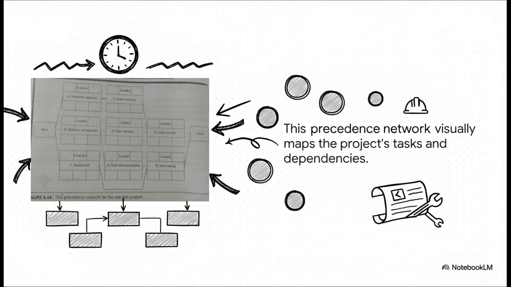Now, a table like that is useful for sure, but a diagram makes the flow of the project so much clearer. So what we do is take all that info and build what's called a precedence network. Time flows from left to right, from start to finish, and you can see all the relationships instantly. You can see how some tasks can happen at the same time in parallel while others are stuck waiting. This diagram is going to be our blueprint for everything we calculate next.